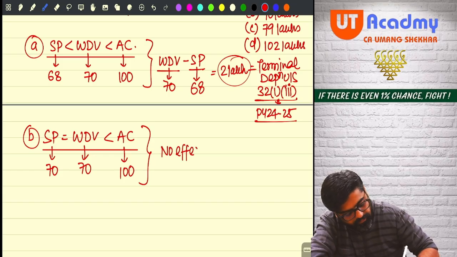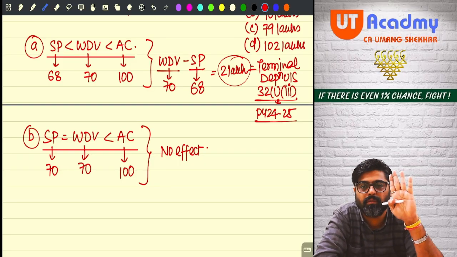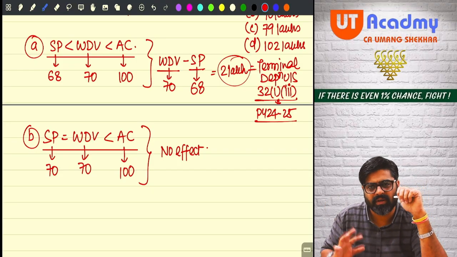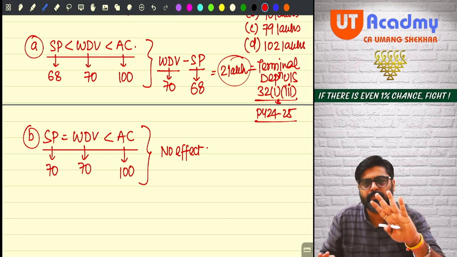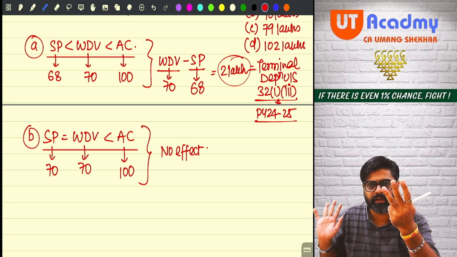No effect. Why no effect? What was the cost of the asset? 100. By selling this asset, how much you recovered? 70. Forget that 70, no. What is the balance cost now? 30. You also forget 70, we will also forget 70.